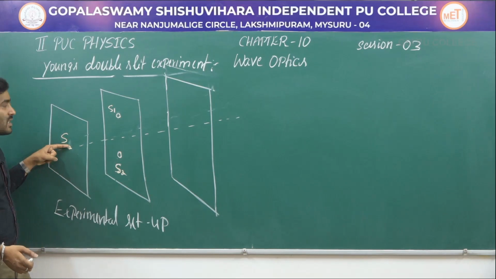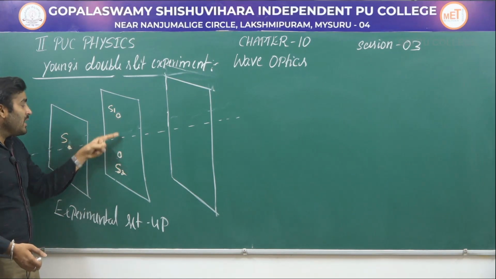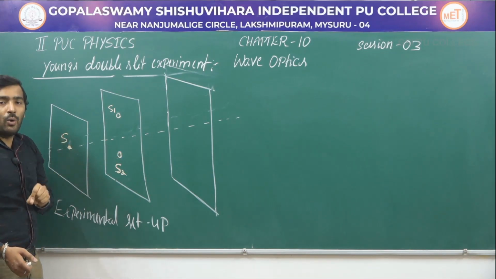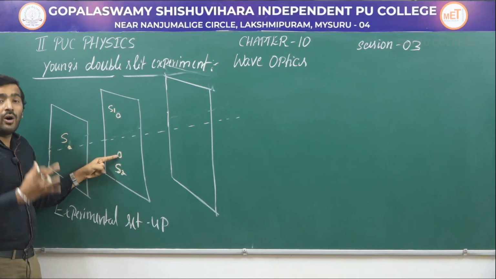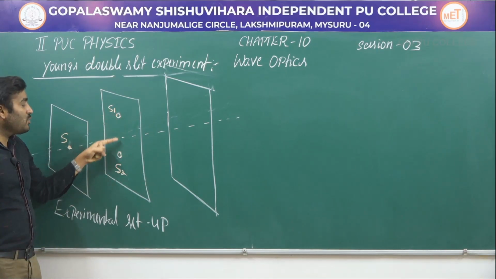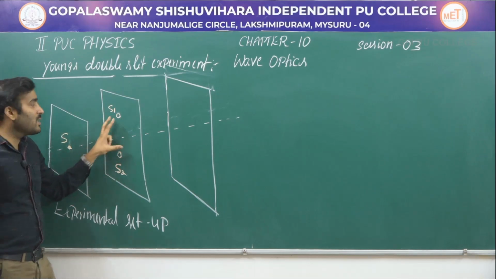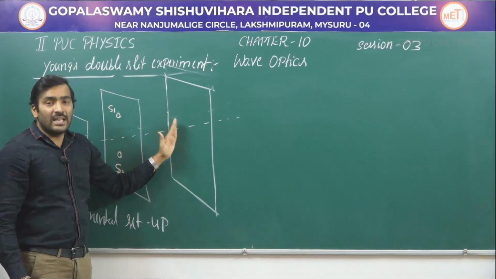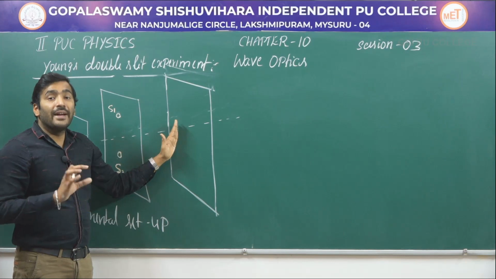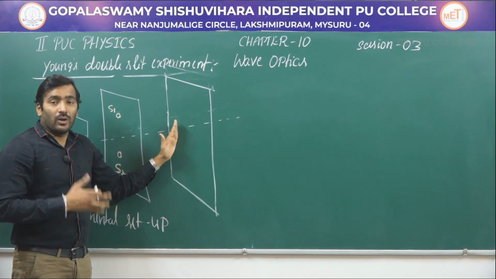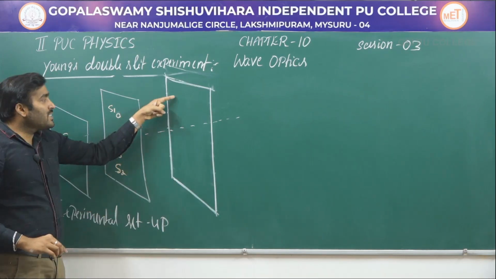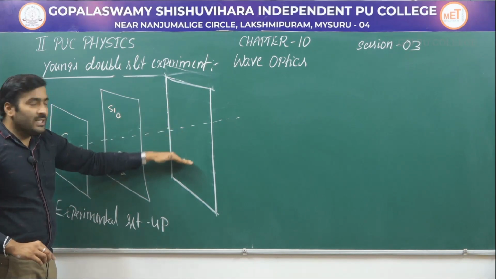S is a source which is emitting monochromatic light, and S1 and S2 are the two small pinholes acting as coherent sources, and the light waves from these two coherent sources are going to interfere on the screen to form interference fringes. So what are those interference fringes? How do the interference fringes look on this screen?